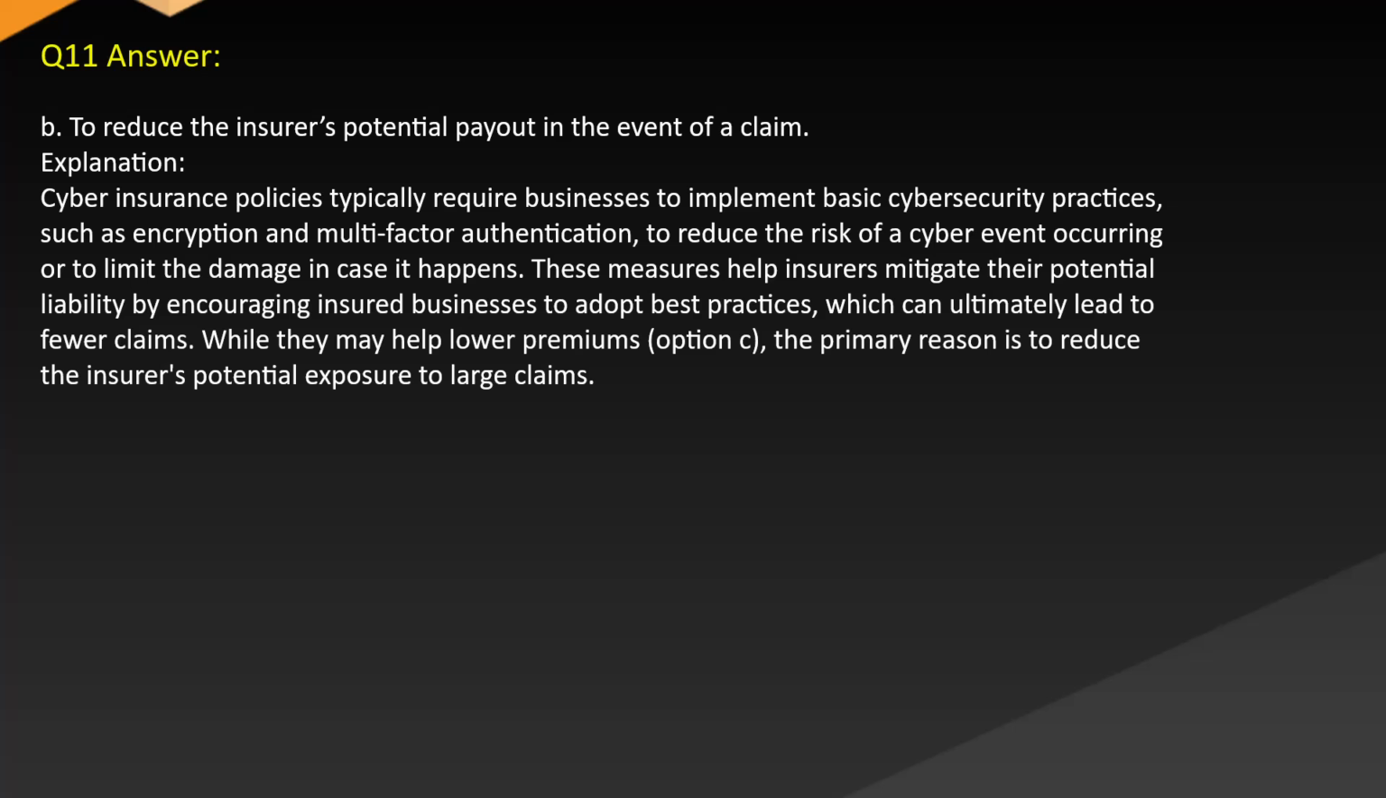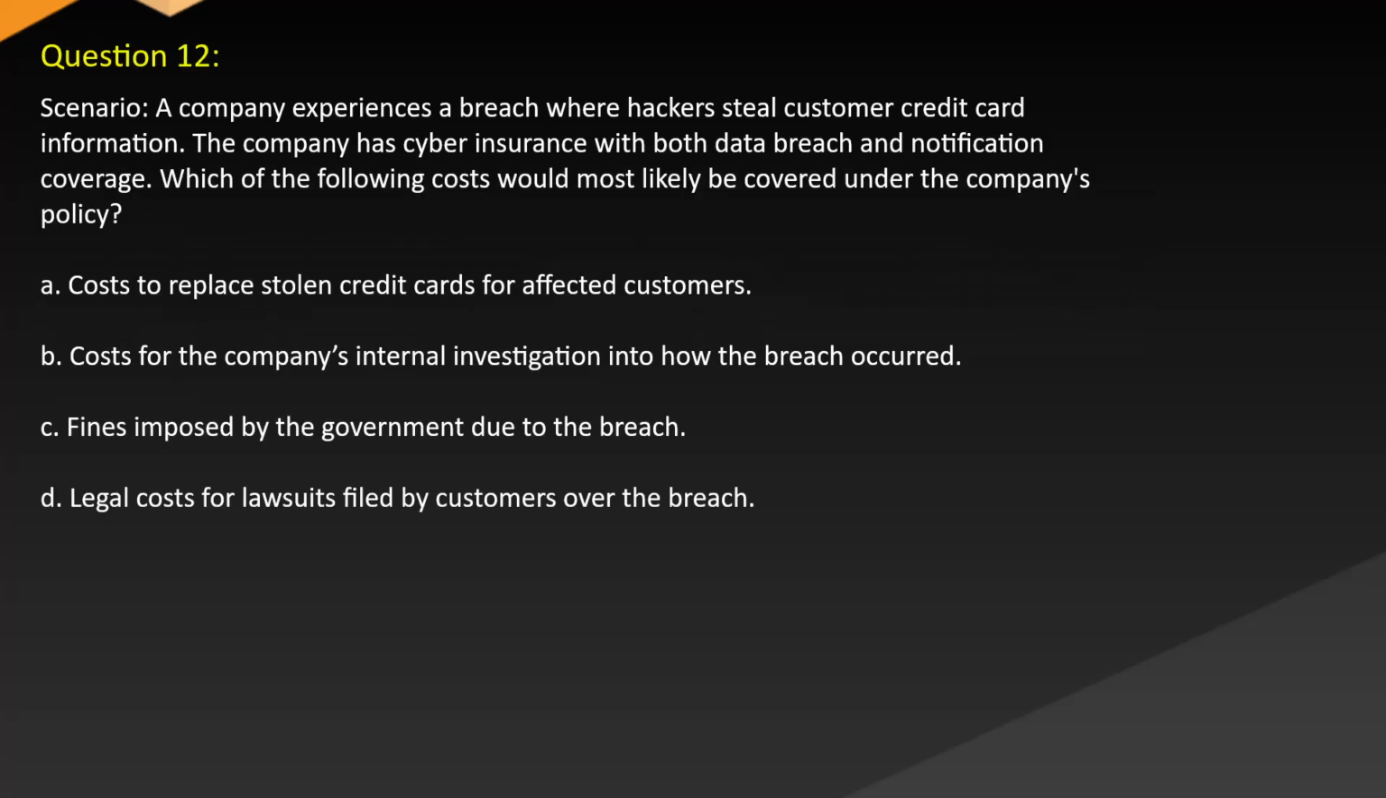These measures help insurers mitigate their potential liability by encouraging insured businesses to adopt best practices, which can ultimately lead to fewer claims. While they may help lower premiums, option C, the primary reason is to reduce the insurer's potential exposure to large claims.